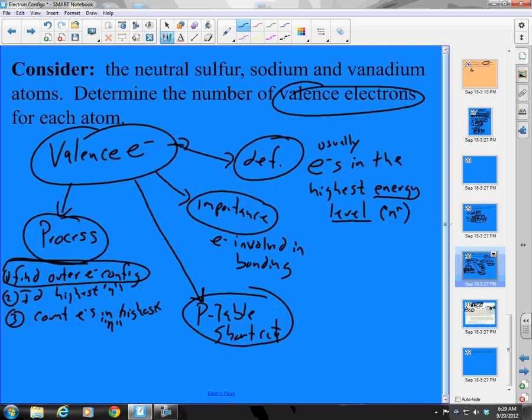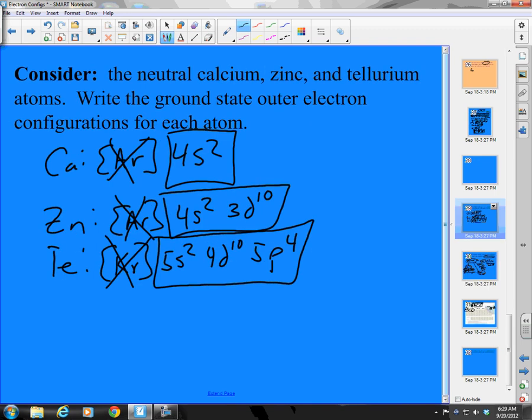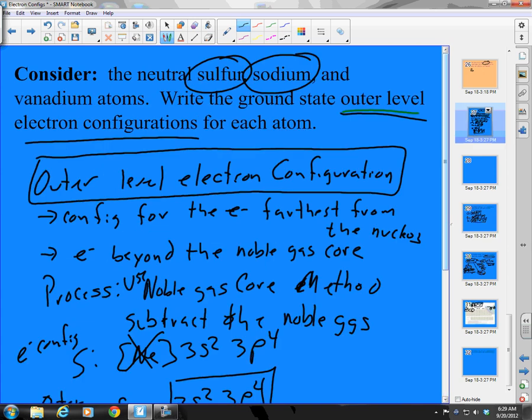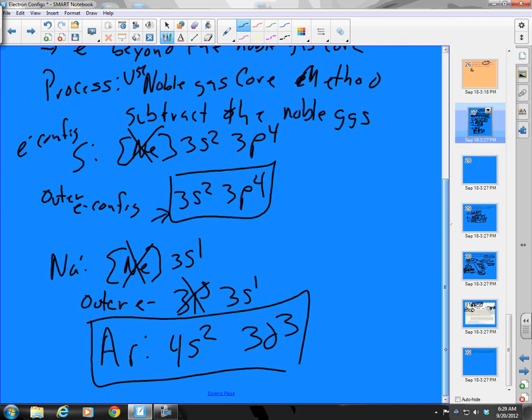Let's go back to right here. We said, okay, oops, wrong one. Let's go back to right here. We already did our work on sulfur, right? Here's sulfur. We found the outer electrons for sulfur right here.